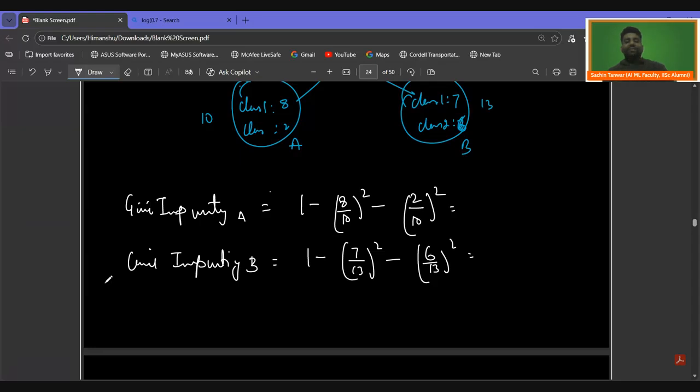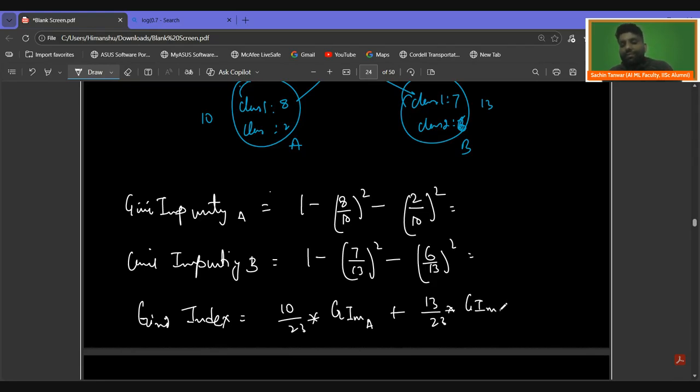Gini impurity talks about the impurity of a node, and Gini index is something which comes into the picture now. Gini index is nothing but a weighted average of Gini impurity. So what I'll be doing over here is 10 by 23 into Gini impurity of A plus 13 by 23 into Gini impurity of B. This gives us the Gini index.